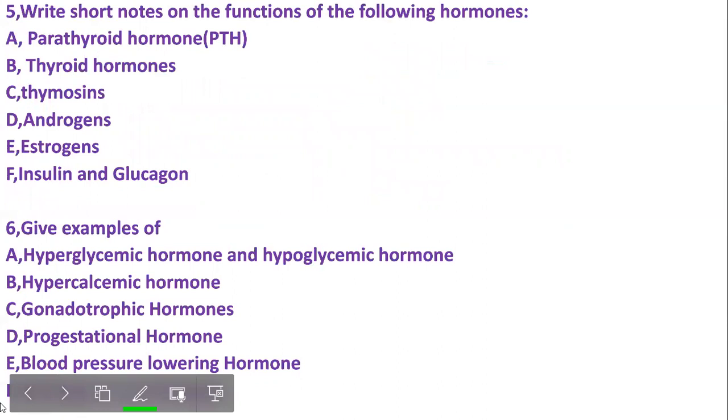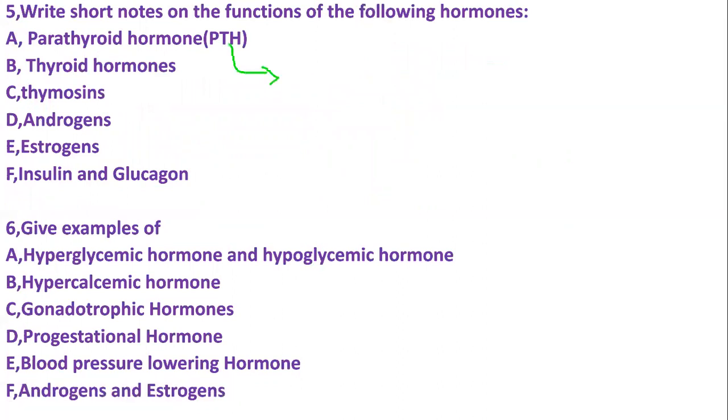Now write short notes on the functions of the following. Parathyroid hormones are located on the back of the thyroid gland. They help in calcium regulation. They increase calcium absorption into the blood from the digested food and from the renal tubules, so they are called hypercalcemic hormones. Thyroid hormones T3 and T4 help in regulating the normal basic metabolic activity of the body, heart rate and respiratory rate. Hypothyroidism is when there is not much production of the hormones, and hyper is overproduction of the hormones.